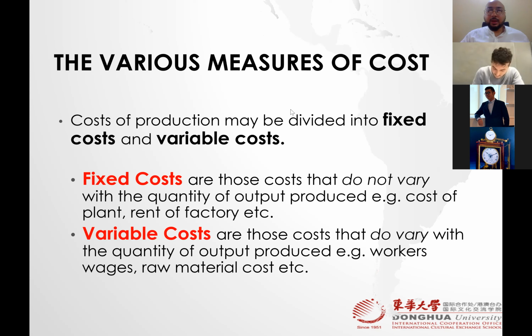Then we talk about the behavior of the cost. If we classify the cost based on behavior, then it is variable and fixed. What do we mean by fixed cost? Fixed cost does not vary with the level of output. Whether you make 1 unit, 2 units, or 1 million units, the rent of the factory remains the same, the cost of the plant remains the same. So that's why it's a fixed cost.